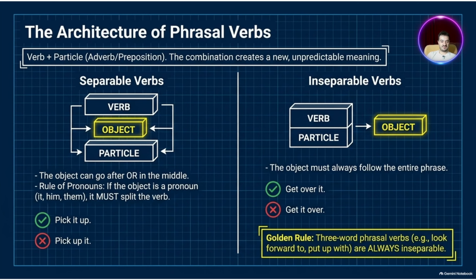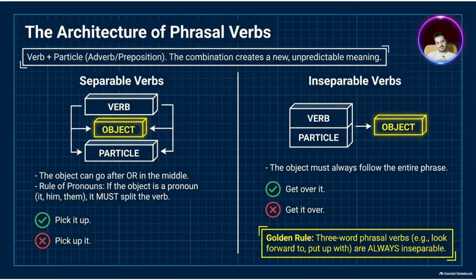We have separable phrasal verbs and inseparable phrasal verbs. But what are phrasal verbs? Any verb plus a particle, either an adverb or a preposition, is called a phrasal verb. The combination creates a new unpredictable meaning. When we say unpredictable, we mean that there is no rule on what preposition makes what meaning. You just have to learn them using a dictionary or just listening and learning them by yourself.